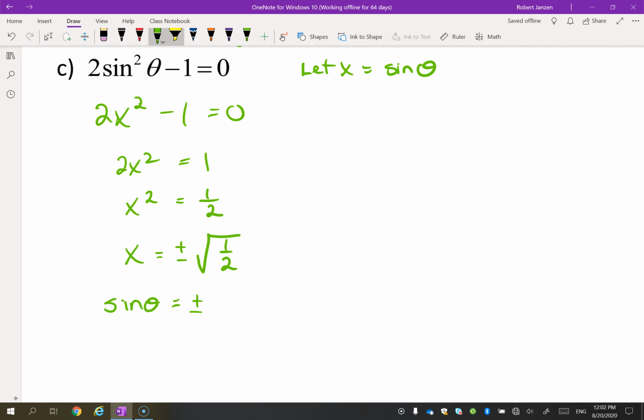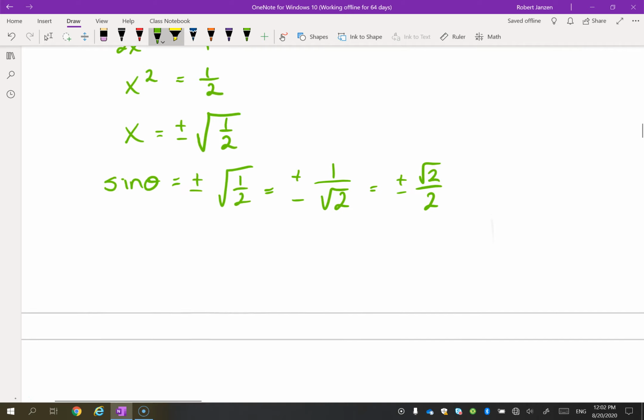Well, have you ever seen root 1/2? Well, this is the same as saying plus or minus the root of 1, which is just 1 over root 2. This is actually the same as plus or minus root 2/2. These are all the same.